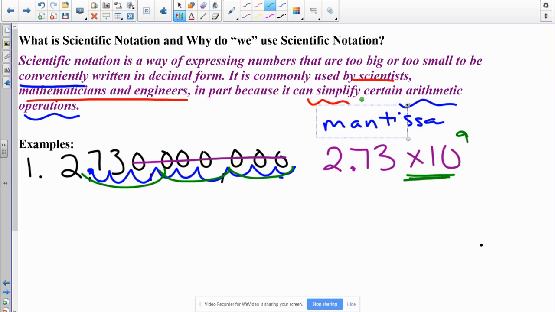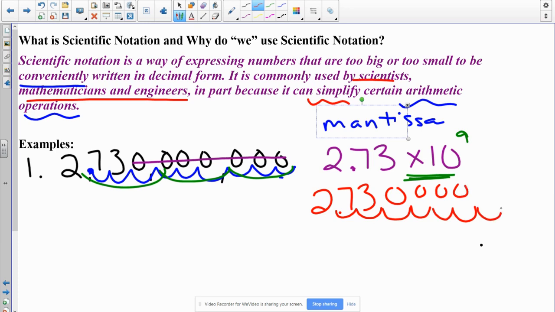So thinking through this, if we were to work this backwards just to prove it, we have 2.73 times 10 to the 9th, which says times 10 nine times. That means times 10 once would move the decimal over to the right once. So now we have 27.3. We move it over again. Now we have 273. So that's the second time. And over again, now we're going to have to add a place value of 0. So that's times 10 three times, times 10, add a 0, times 10, add a 0, times 10, add a 0, times 10, add a 0. Notice when I do that, I go back to my original large number.